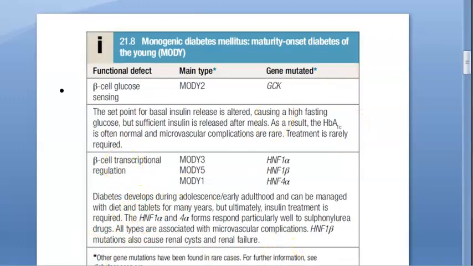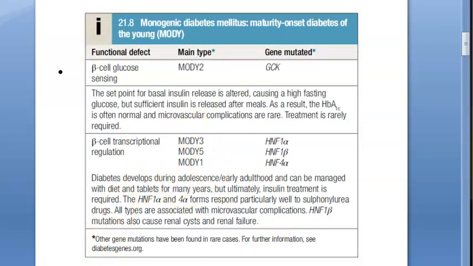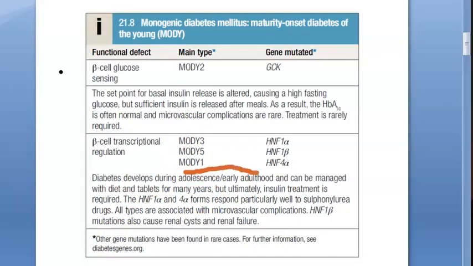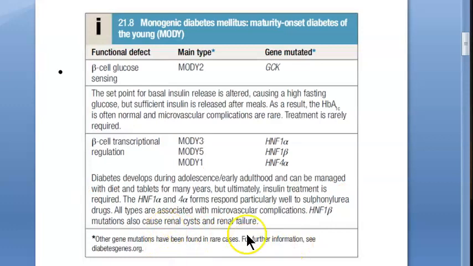Then coming to the second one here, MODY 3. What happens here? This is adolescence. This diabetes develops in adolescence, early adulthood. And this also can be managed with diet and tablets. And then later after that, you will need insulin treatment. Well, there's a lot to read here. It will lead to renal failure, etc. All that you can read.